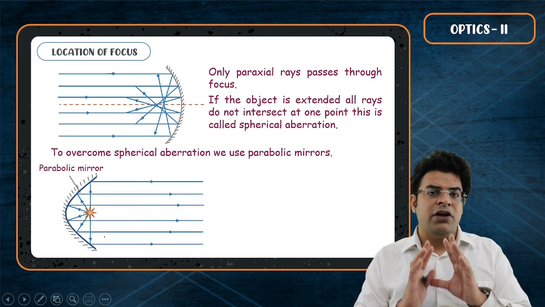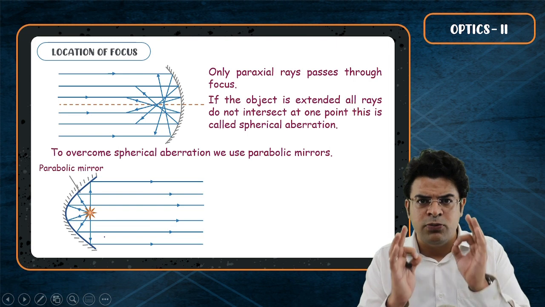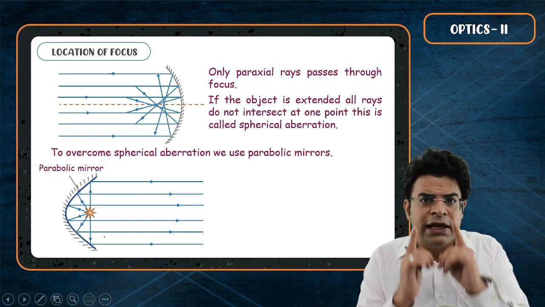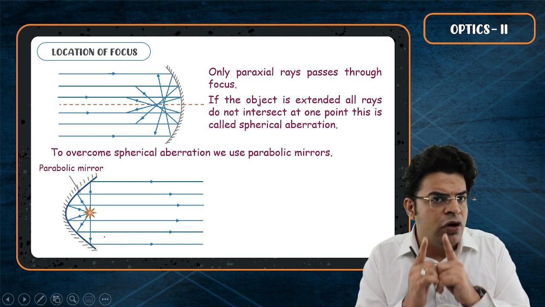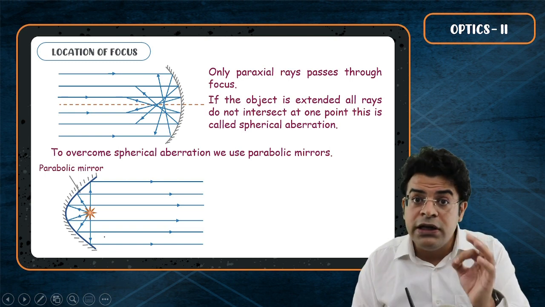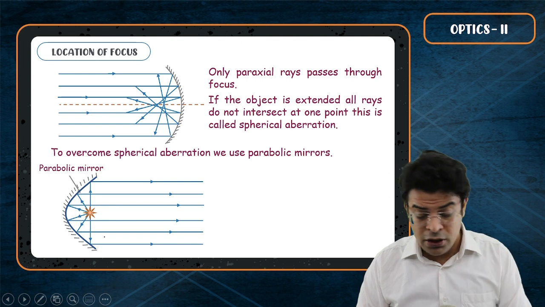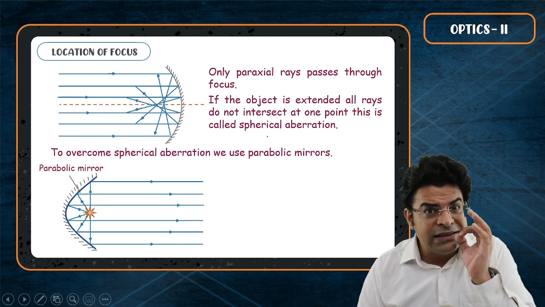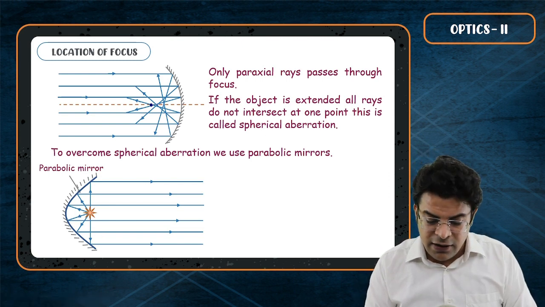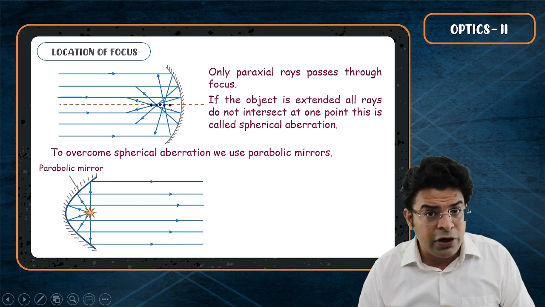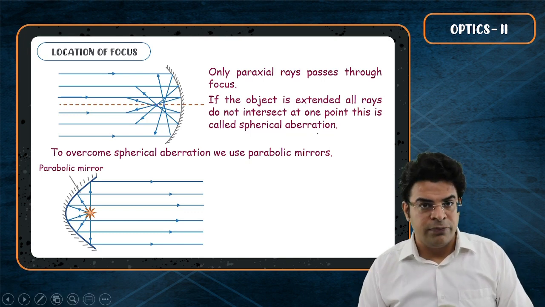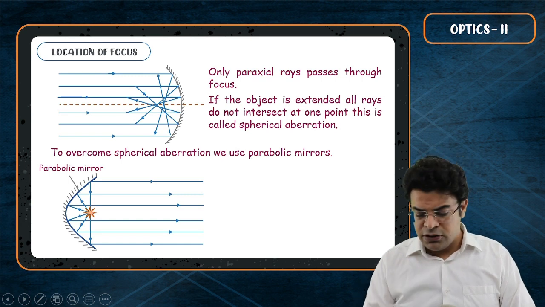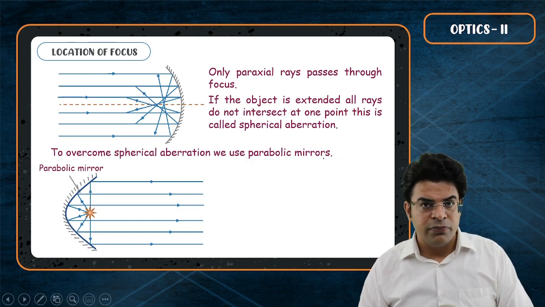So what we have learned here, with emphasis on this small point, is that not all the rays which are incident parallel to the principal axis pass through the focus after reflection. Only near parallel rays do. If you have an extended object, then rays after reflection will pass through different points. You won't see a sharp image, and that will be called spherical aberration. To overcome spherical aberration, we use parabolic mirrors.